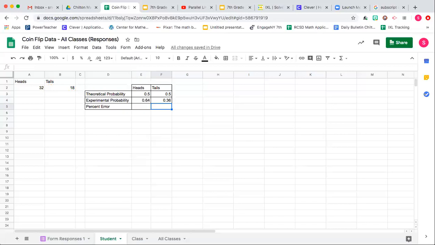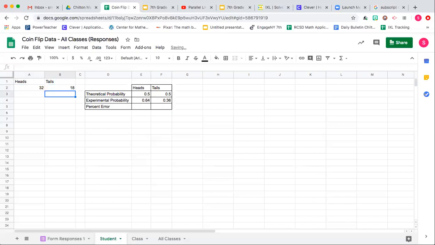Now, before I go on to percent error, I just want to show you this cool feature in Sheets. Let's say that I want to use a different student's data. Let's say that that student had 28 heads and 22 tails. You can see that the experimental probability has updated without having to change those calculations. Okay, so let's go ahead and go back to our original numbers here.